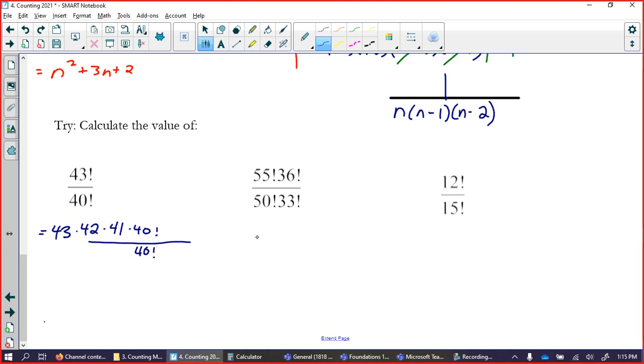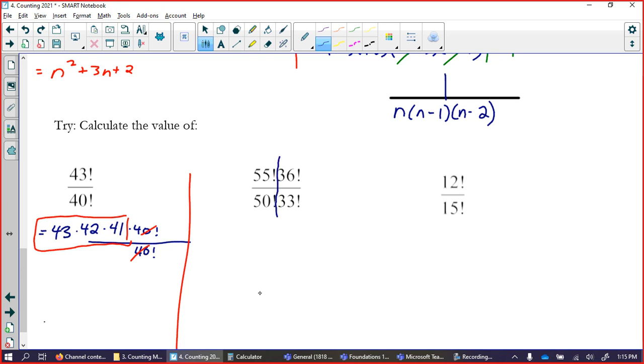40 factorial, because that's 40 times them. Everything is there. That cancels with this, so we can just go through and write out 43 times 42 times 41, and that's what that ratio is going to be. Tomorrow, this will make a little bit more sense as to why we're talking about this. So the next one.